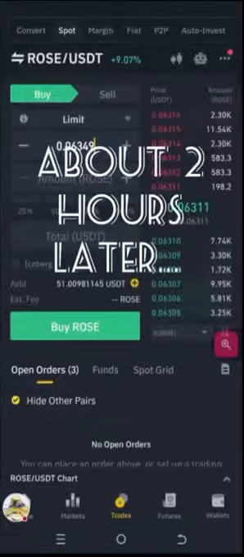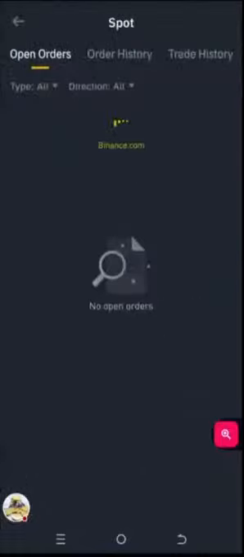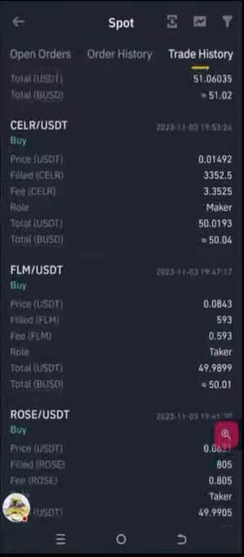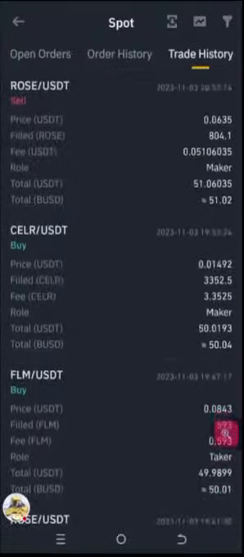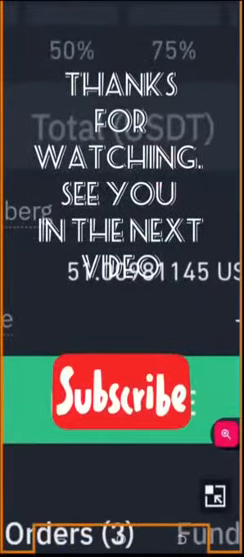Executed. It has. Oh my God. Look at it. See, it has executed. Let's see how much we bought it at. What do we have here? We bought Rose at 621 and we sold it at 635 and we made $1. Come and see. That's awesome.